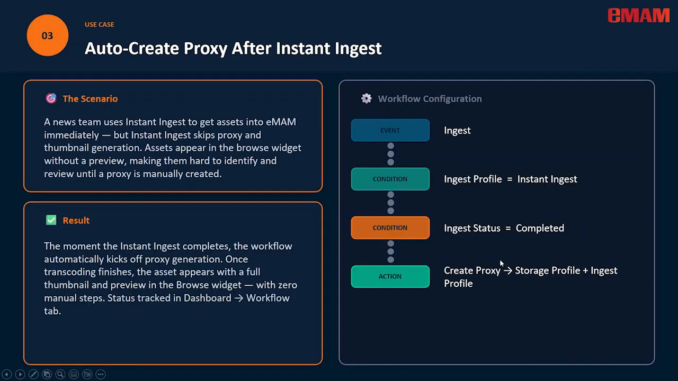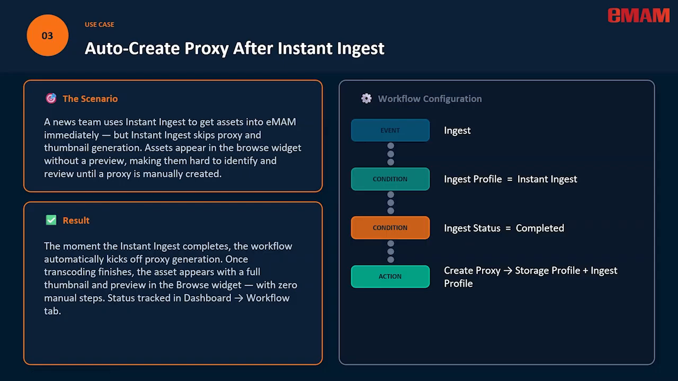Now we have the auto create proxy after the instant asset ingest. Here's a scenario: a new team uses instant ingest to get assets into eMAM as fast as possible. But there is a catch. Instant ingest skips proxy and thumbnail generation. So assets show up in the browse widget without a preview and a thumbnail.